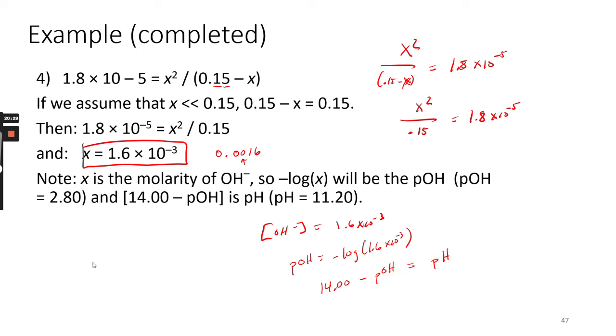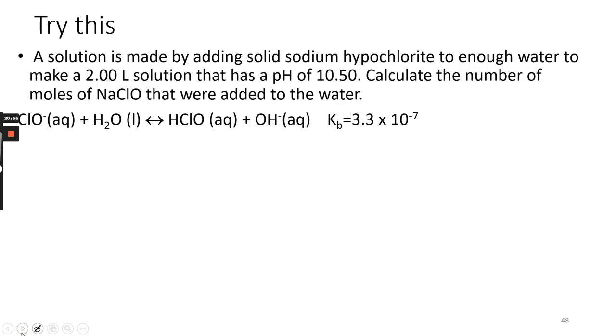The other way is you can remember that hydronium times hydroxide equals 10 to the minus 14, and you could solve for hydronium by plugging in the hydroxide concentration. This way is a little bit harder. This way is a little bit easier. You're not working with all these exponents and all that. So let's try this last example in our video for today.